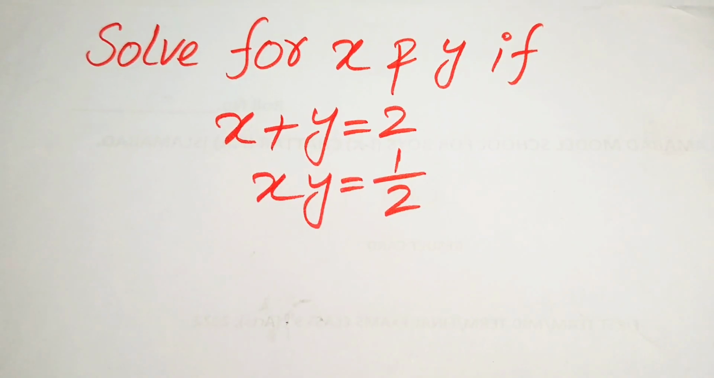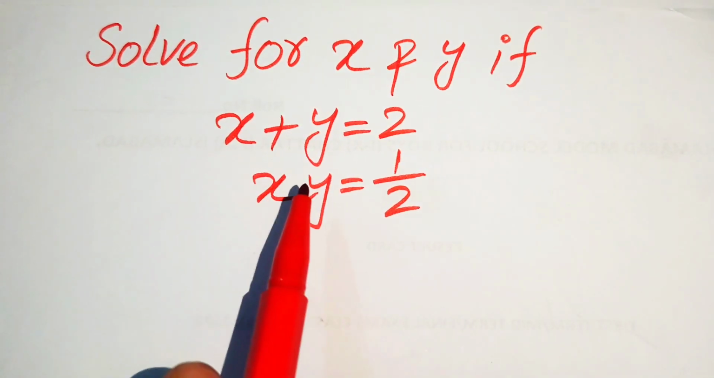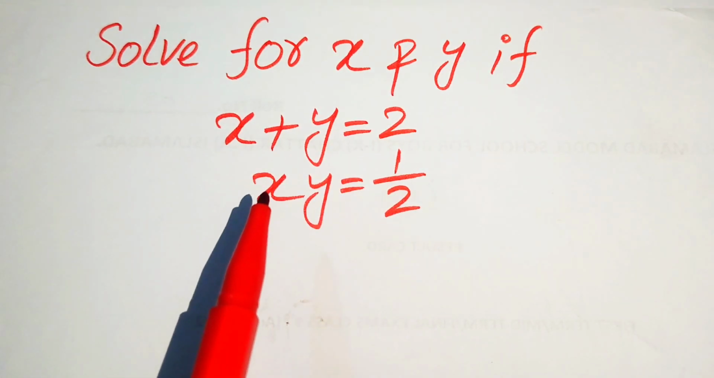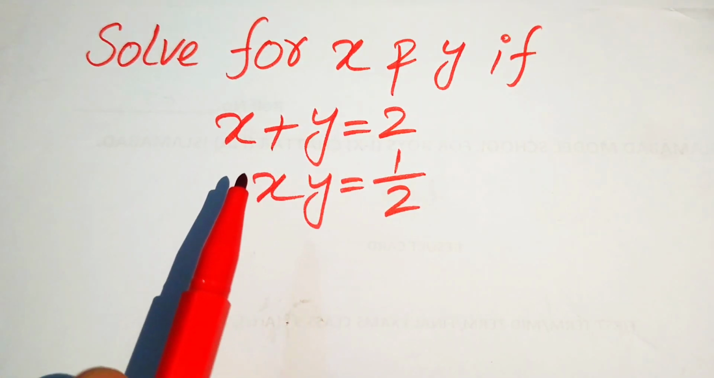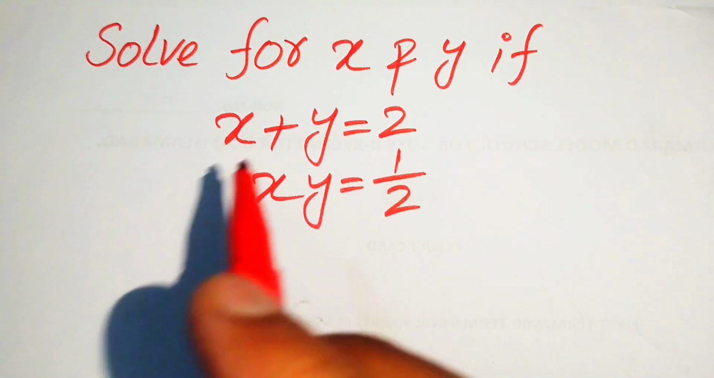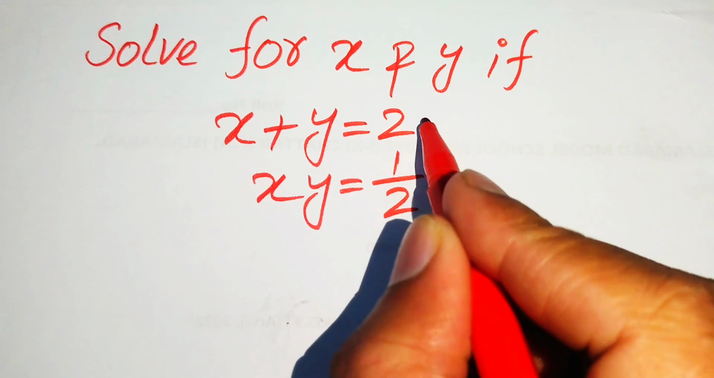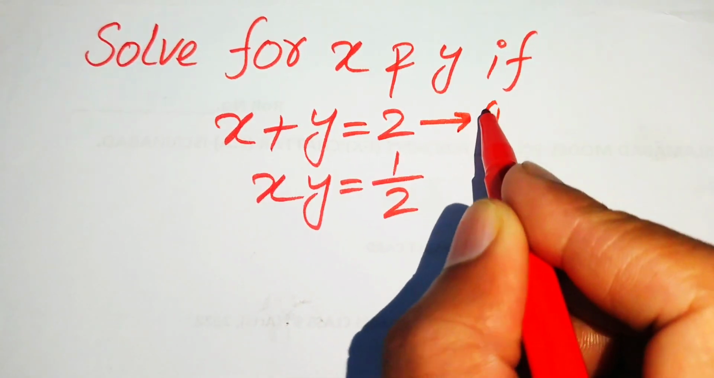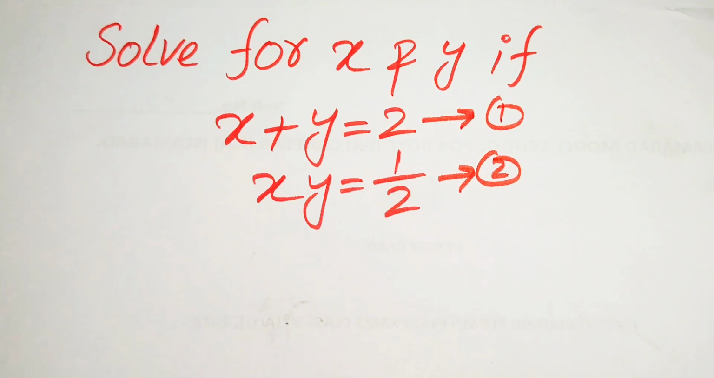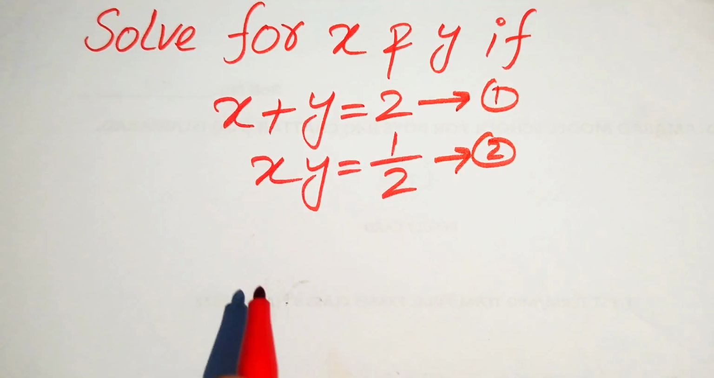Hello everyone, welcome to solve this nice algebra problem. We have x plus y equals 2 and xy equals 1 over 2. We have these two simultaneous equations and we solve these two equations for the values of x and y. So first we just say that this is our equation number 1 and this is our equation number 2. And now here we first focus on equation number 1.